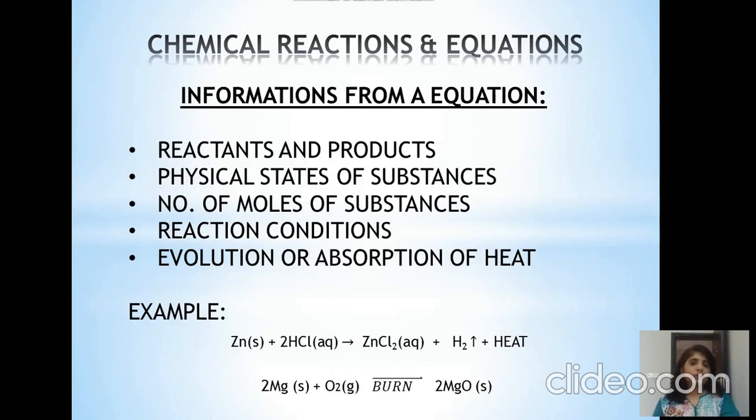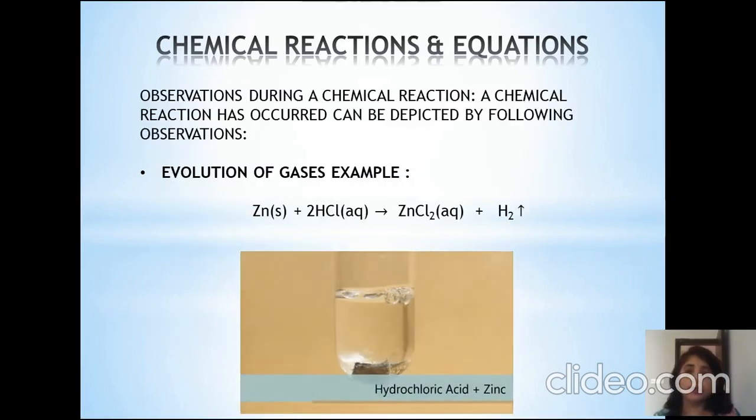So just summarizing, the information given by a chemical reaction equation is the reactants and products, the physical states of these substances, the number of moles of substances required, the reaction conditions, and whether heat is evolved or absorbed. Now we will see what observations show us that the reaction has occurred.